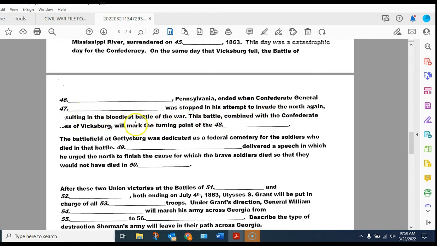This battle, combined with the Confederate loss of Vicksburg, will mark the turning point of the blank. The battlefield of Gettysburg was dedicated as a federal cemetery for the soldiers who died in that battle. Blank delivered a speech in which he urged the North to finish the cause for which the brave soldiers died, so that none would have died in blank.